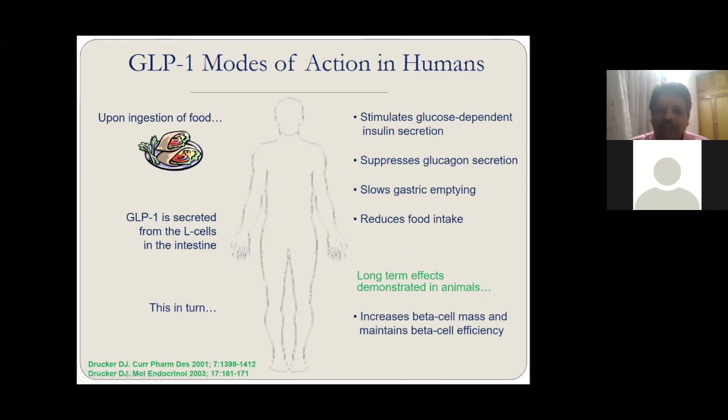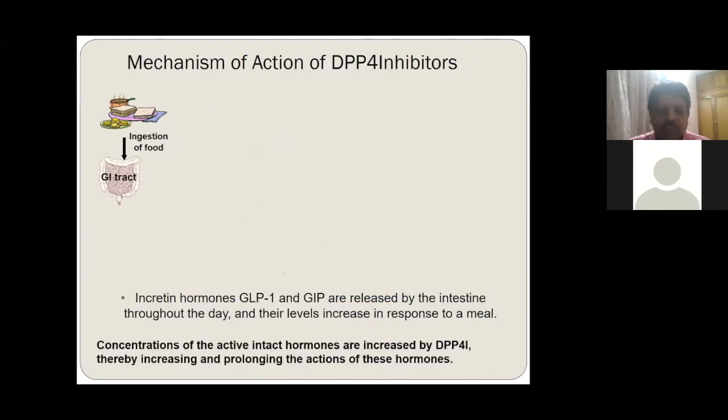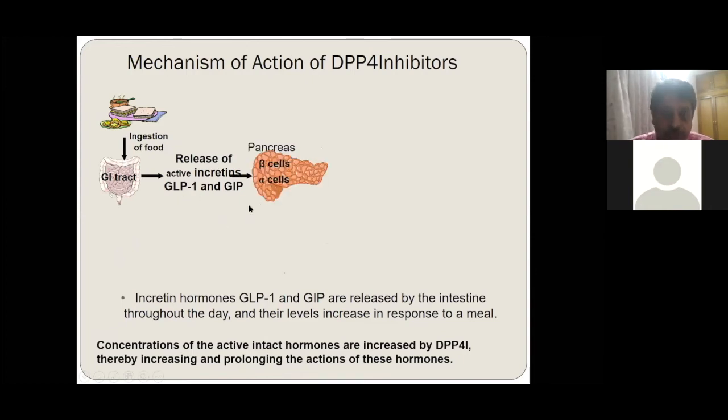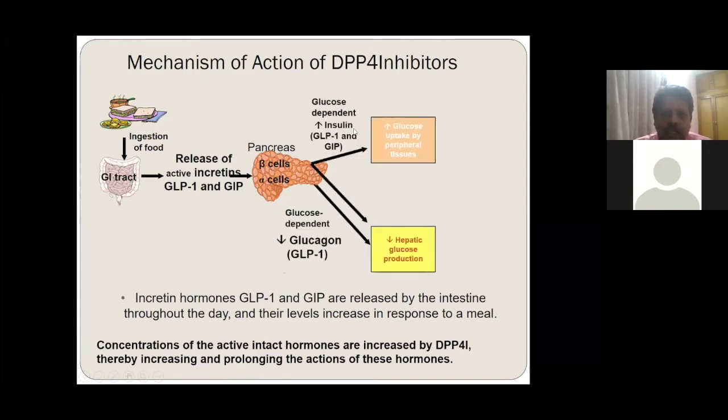In the long term, it will have a beta cell mass preservation, because it protects the beta cell and gives more efficiency. And whenever the beta cell is preserved, your glucose variability and fluctuation, with severe hypoglycemia, is reduced. So after the food intake, by the L cells of the GI tract, there will be increased GLP-1 and GIP, which are all degraded by DPP-4, and they release the insulin from the beta cell. GLP-1 increases the glucose uptake by the peripheral tissues, and it also reduces the hepatic glucose production, acting by two different mechanisms. By increasing the insulin and also reducing glucose production, your sugar will be reduced.